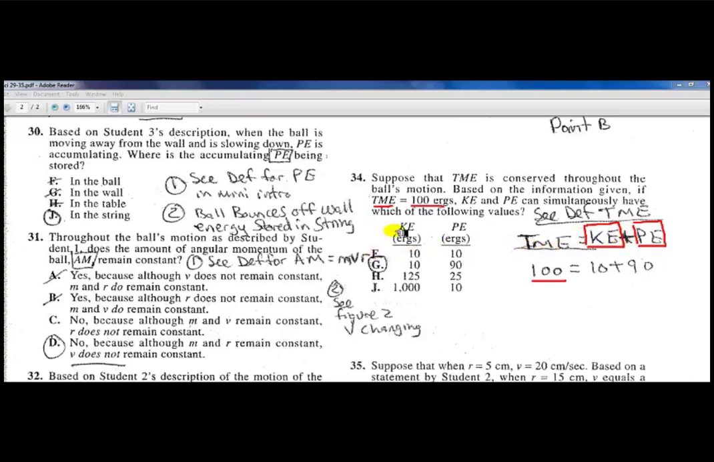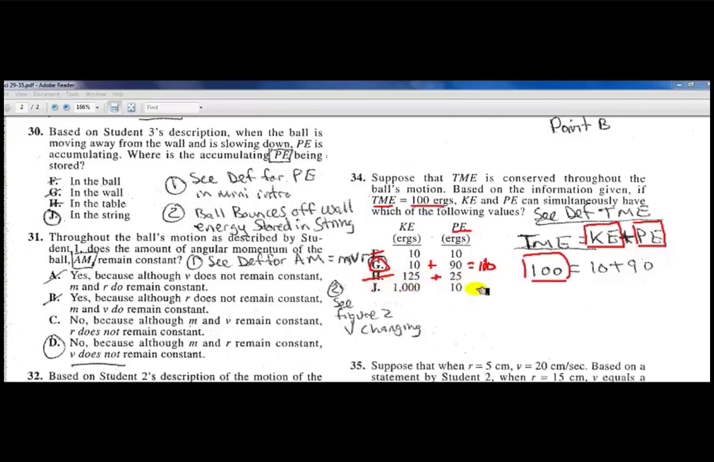Let's look at F. KE 10 plus PE 10, does that equal 100? No, it equals 20, so that's out. G, KE 10 plus 90, does that equal 100? Yes, and that's the right answer. Let's look at the other answers just to make sure you understand how we derive this. TME equals KE plus PE. So we have KE 125 plus PE 25. Does that equal 100? No, that equals 150, so that's out.